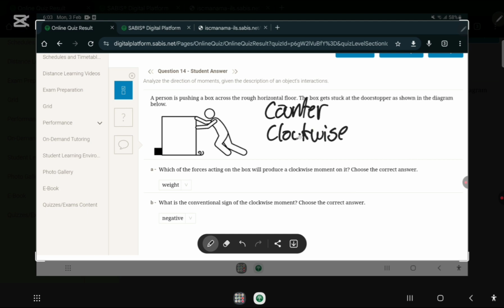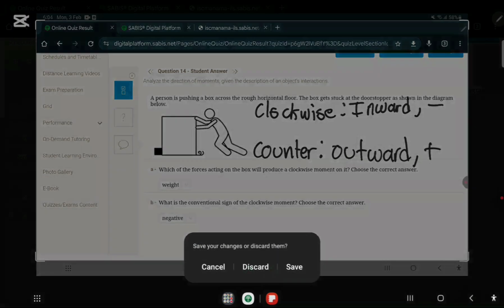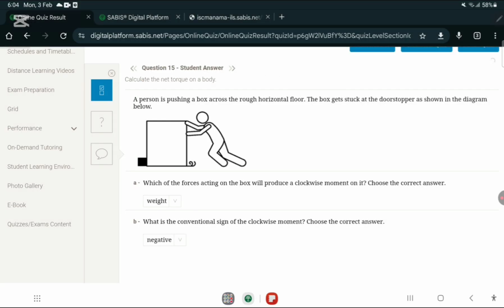Let me just draw the seat properly. Counter is going to be inwards. Wait. Okay, I went ahead and wrote it. Clockwise is going to be inwards and negative, and counter is always going to be outwards and positive. Alright? Let's go to the next.